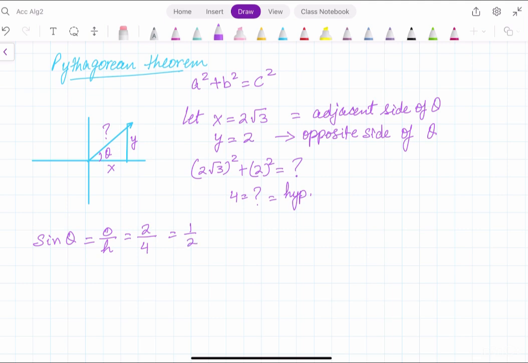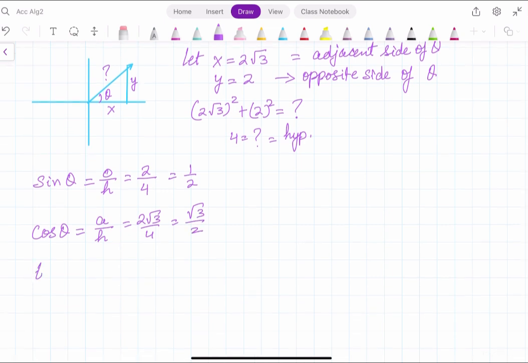Now let's write all the trig ratios. We have all the sides and we can write all the ratios down. So sine theta will be 1/2, cos theta, which is adjacent over hypotenuse, will be 2 radical 3 over 4, which is nothing but just radical 3 over 2, and tangent theta is opposite over adjacent, so it will be 2 over 2 radical 3, but I need to rationalize it, so it will be radical 3 over 3.